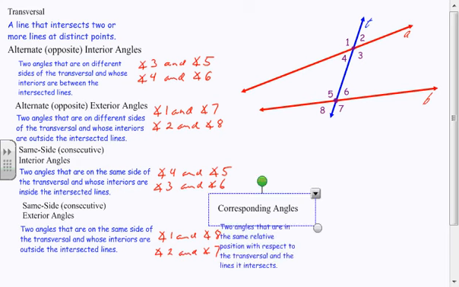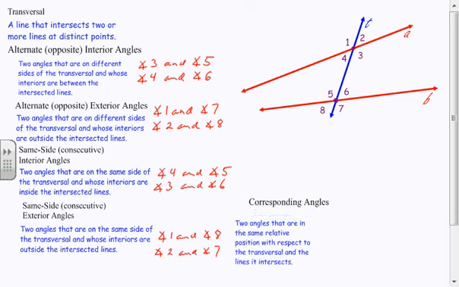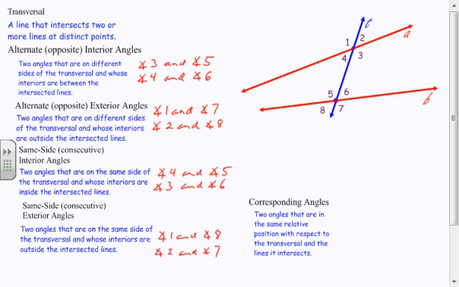Where did it go? There it is. Corresponding angles. Give me some space here. Two angles that are in the same relative position with respect to the transversal and the lines it intersects. Here's what that means. What do I mean by in the same relative position with respect to the transversal and the lines?